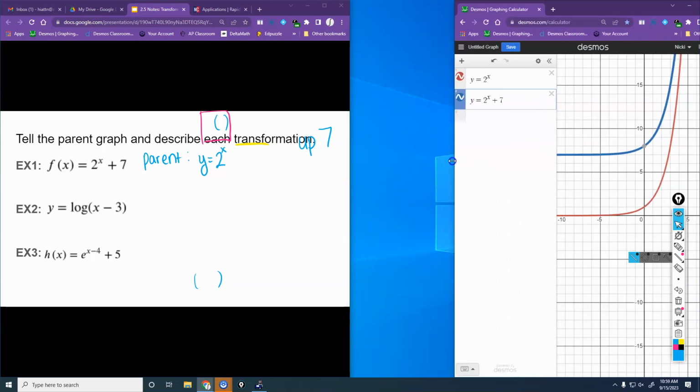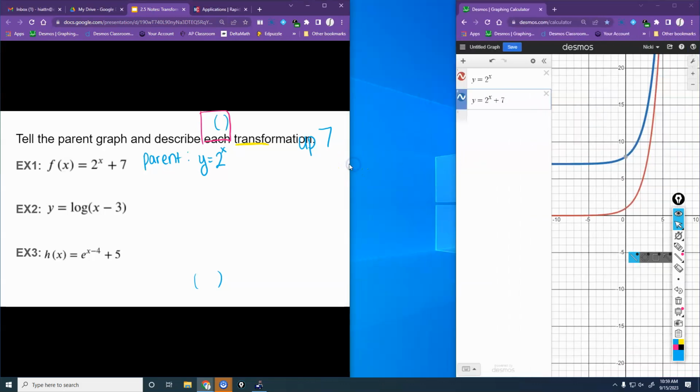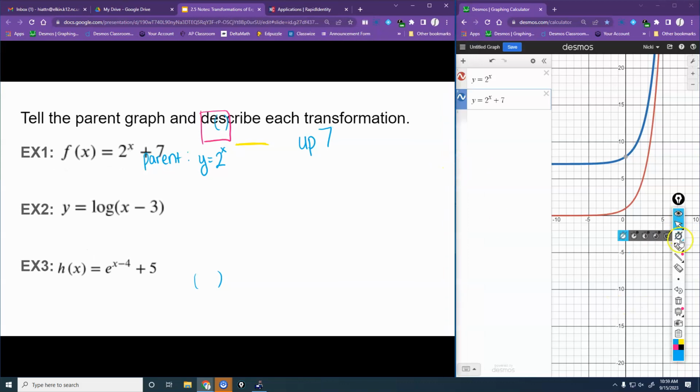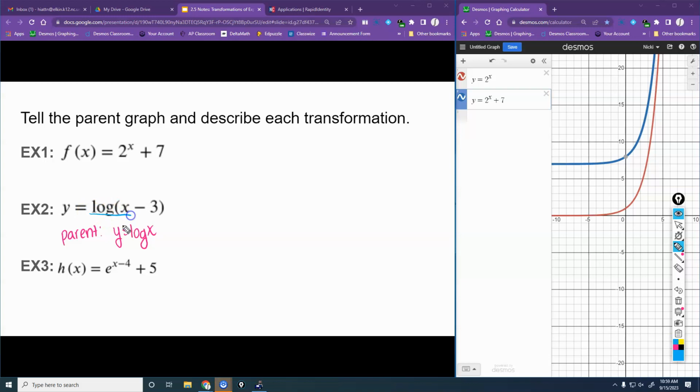Let's do this. Let's slide this over. All right. So the next one, I think it's a little easier to tell the parent graph with logs. Your parent graph for this one is just y equals log of x. Okay, so right there's the parent graph.